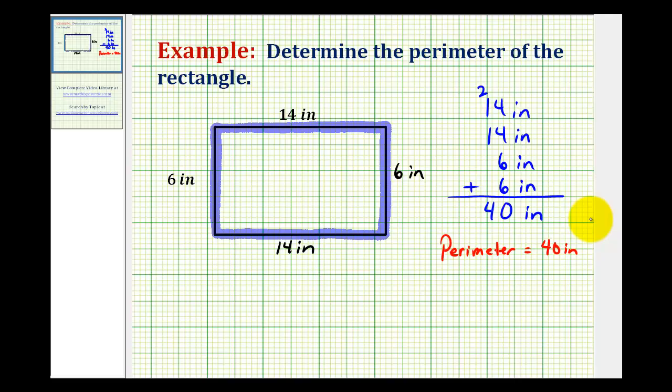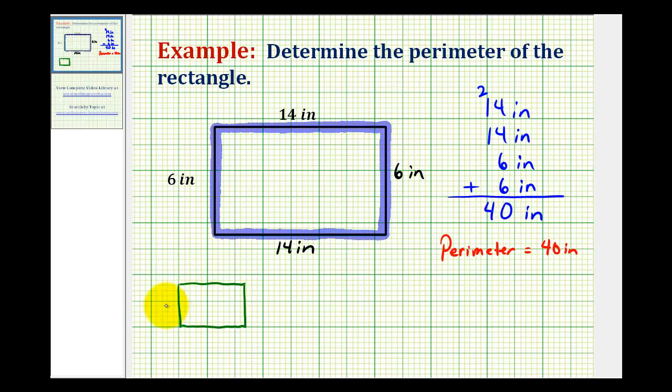Now there is a formula that we can use to determine the perimeter of a rectangle, but as long as we know what perimeter is, we really don't need a formula, and we can use this idea of summing the lengths of the sides to determine the perimeter of any polygon. But let's go ahead and briefly discuss the perimeter formula for a rectangle.